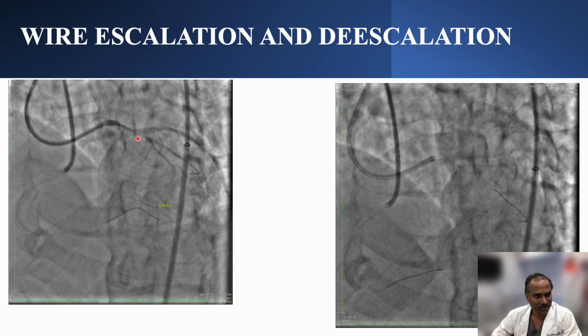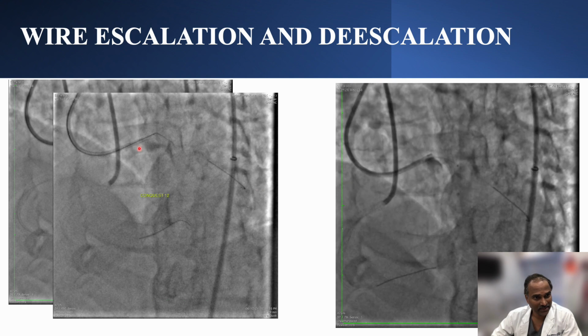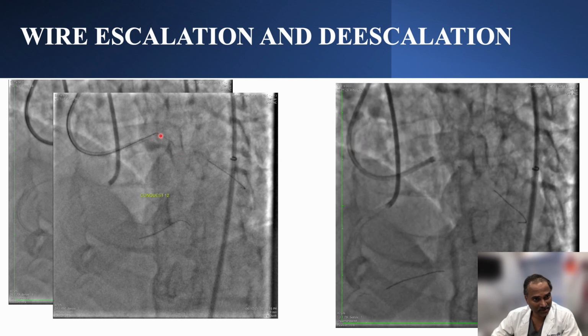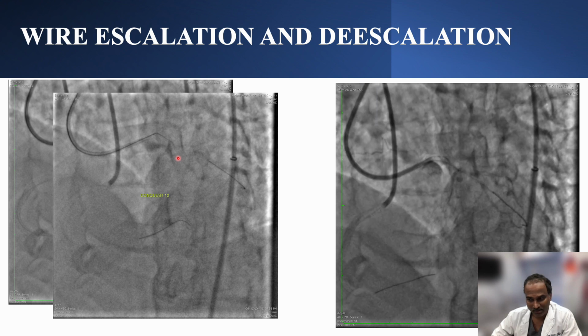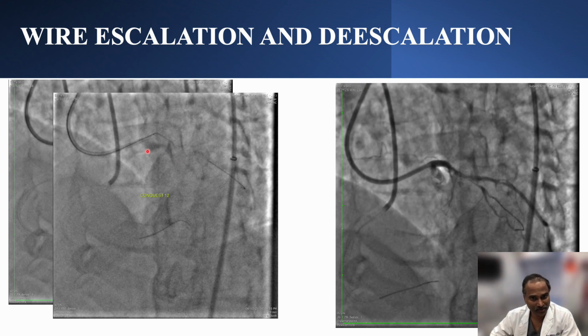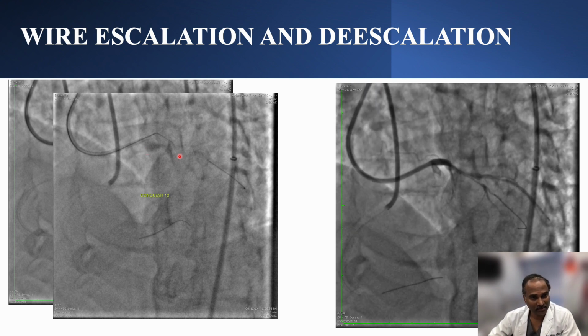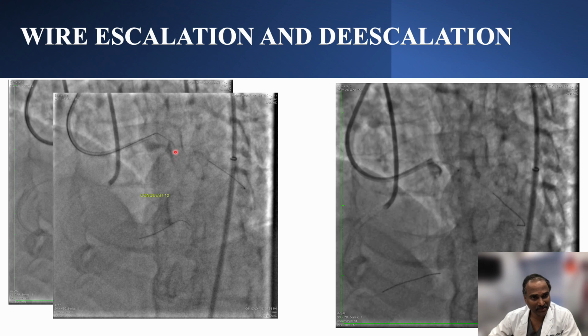So I tried puncturing with Gaia 2 first, since there was not much angulation, but unfortunately I was not able to penetrate. Then I went ahead and punctured with Conquest 12. So Conquest 12 couldn't perforate the proximal cap, couldn't perforate, and in fact we had a problem.